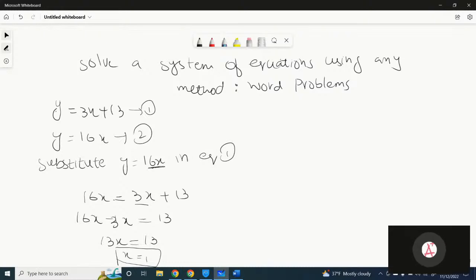So replace the x with the value. It would be y equals 16 times 1, so y equals 16. Got it? So the solution of the system of equations is 1 and 16.